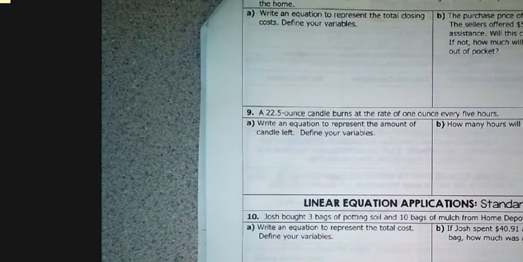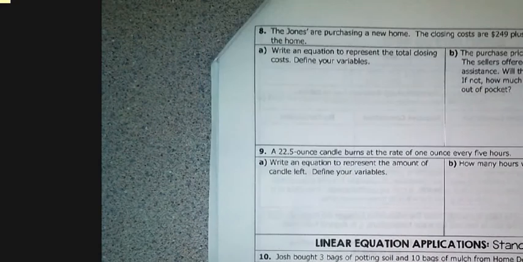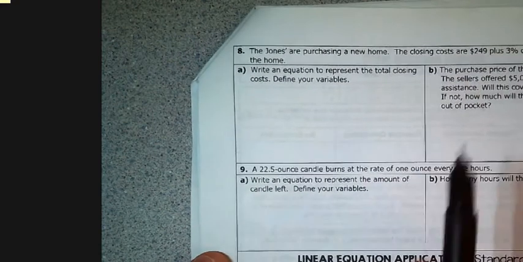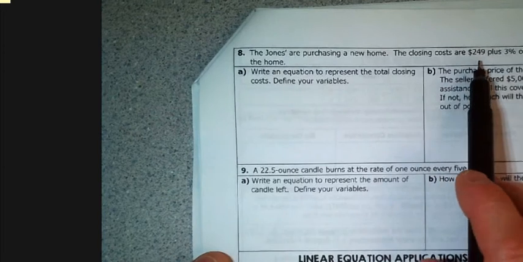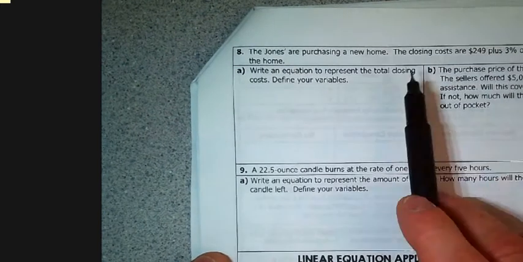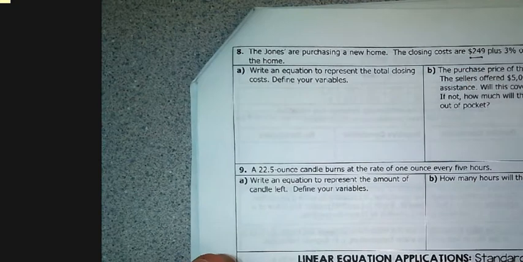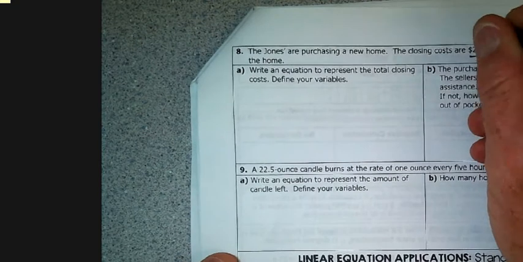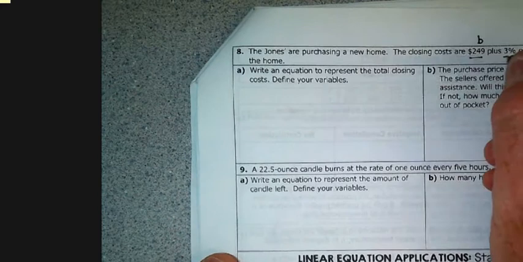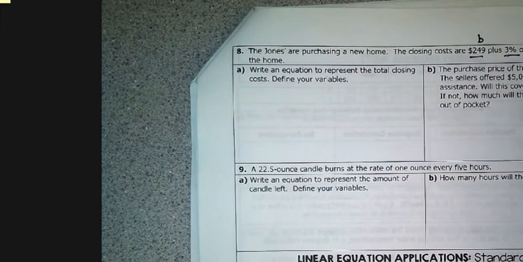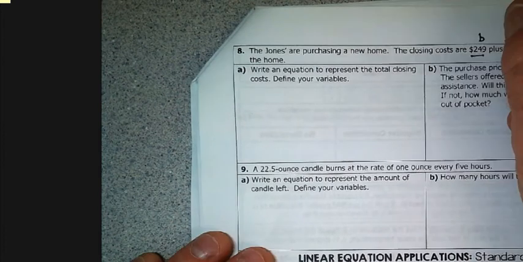All right, number 8. The Joneses are purchasing a new home. Listen closely. The closing costs are $249 plus 3% of the purchase price of the home. So $249 is a constant. No matter what, it's going to be $249. So that's your B. 3% is the percentage of the purchase price. That 3% is going to be of X. So that's going to be your M.